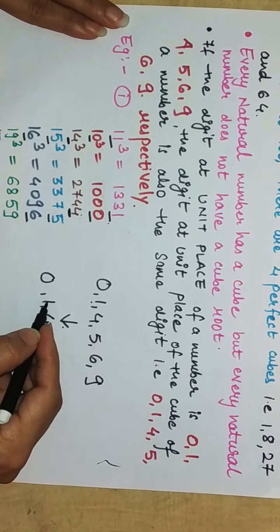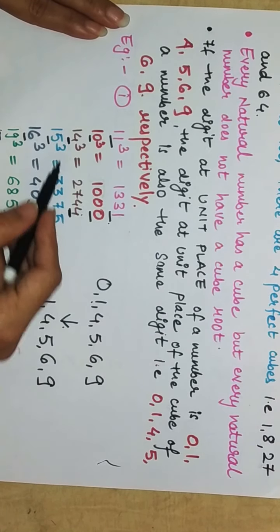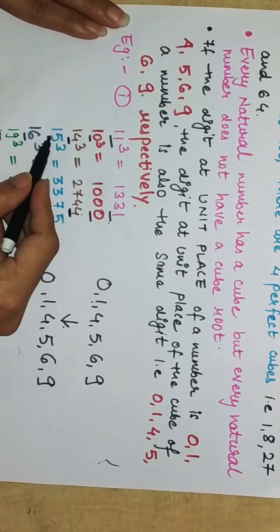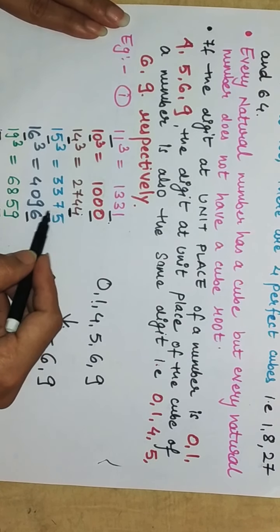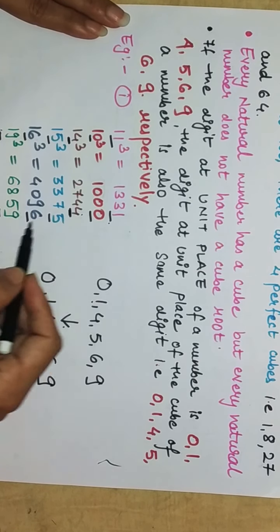What happens to 1? In the end when you cube it, you will get 1 again. 4, you will get 4. 5, if you are doing the cube of any number which has 5 as the unit digit, you will get 5 in the cube of that number. Similarly for 6 and 9.